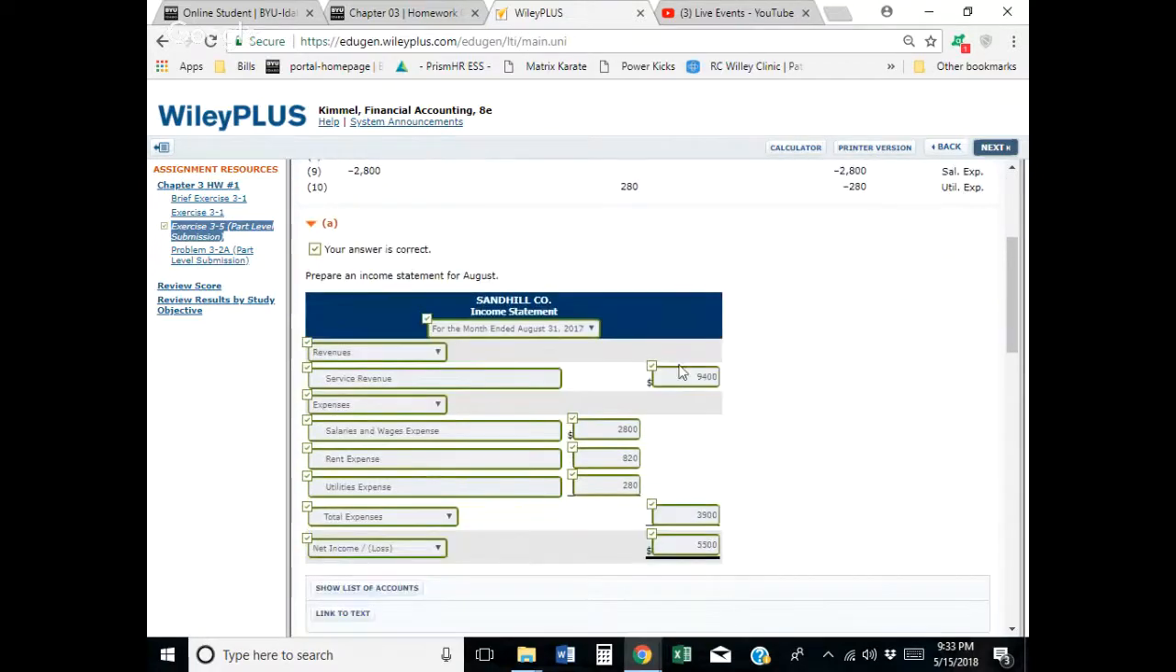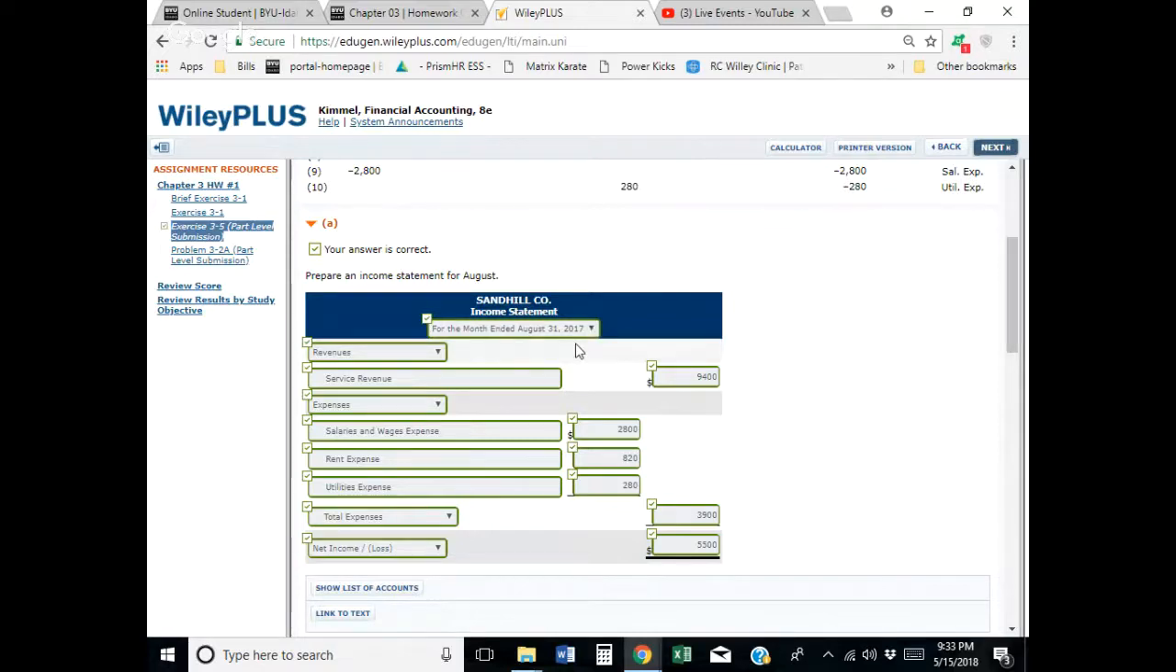So down here it says our task is to prepare an income statement for August. Remember, for the income statement, we have it for the month ended August 31st, 2017. I already did this, but there's a drop down menu. Just click on this arrow right here.